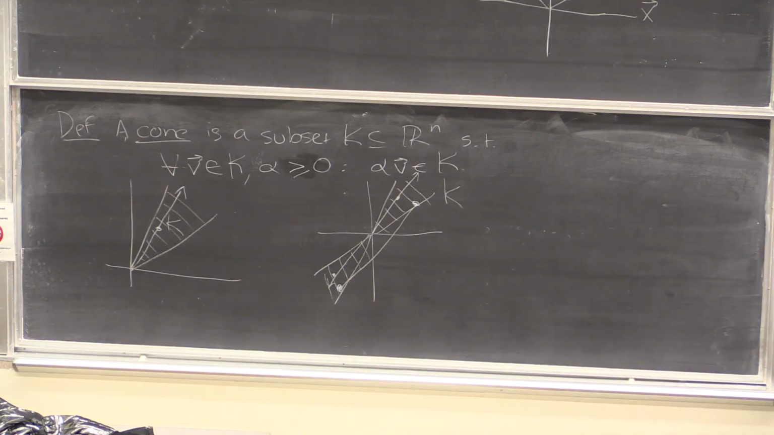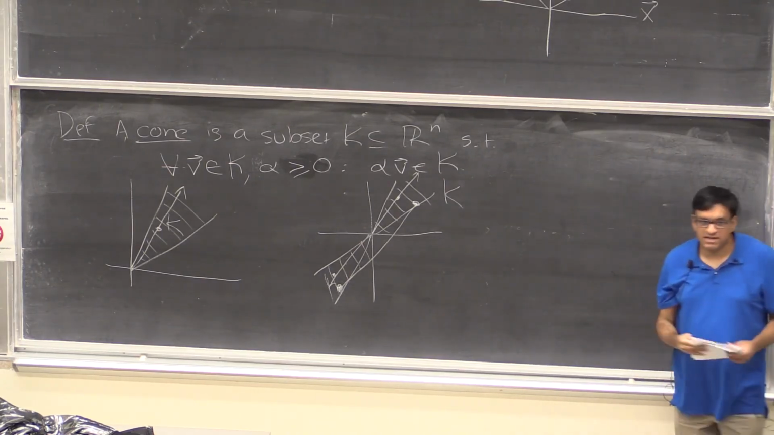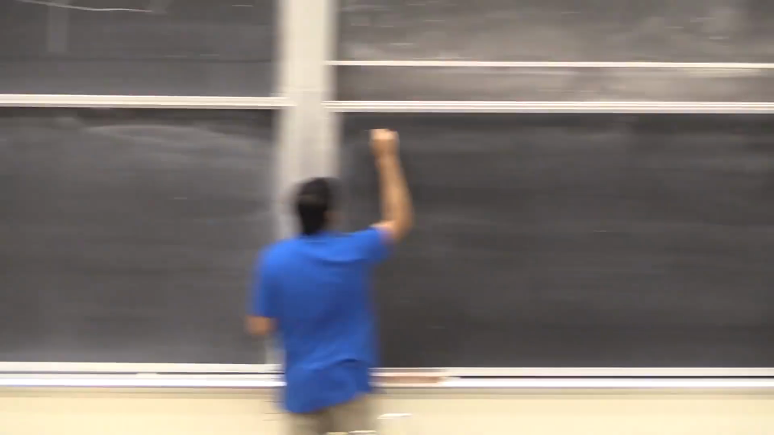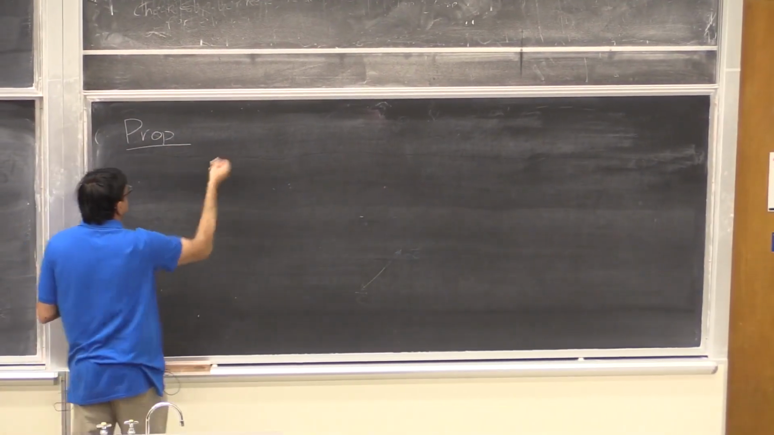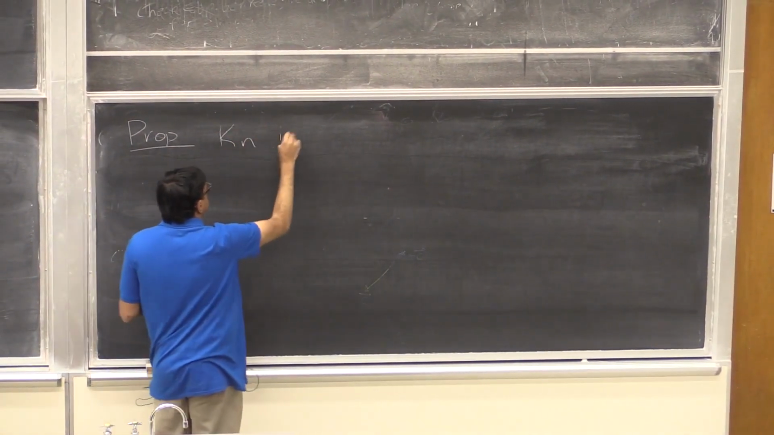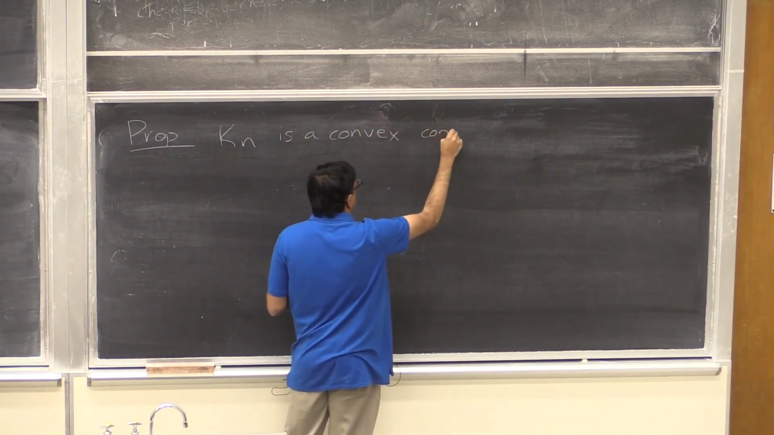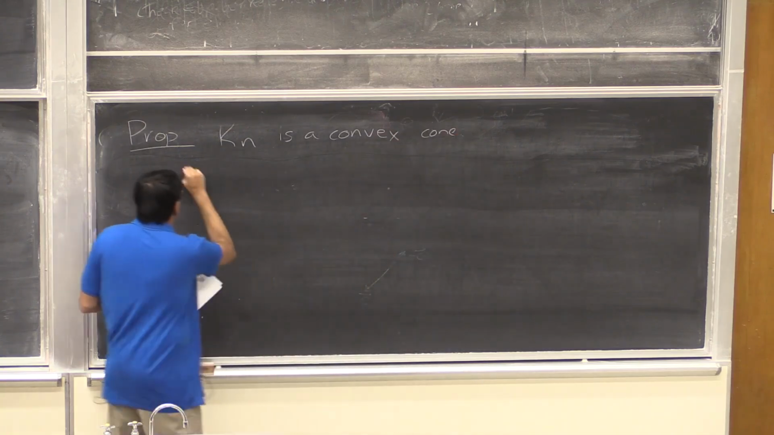Okay. Cool. So the first thing I want to talk about with the second order cone is that it's a convex cone. You can see why it's a convex cone from this drawing, but it's true in any dimension. Proposition: K_n is a convex cone.